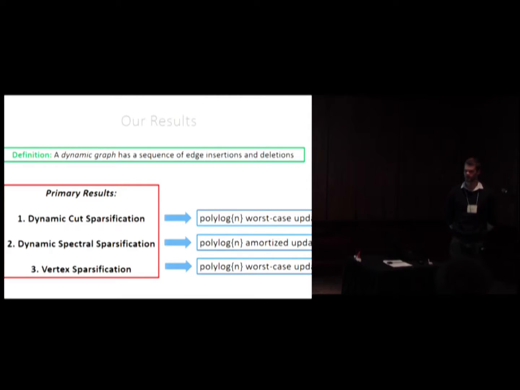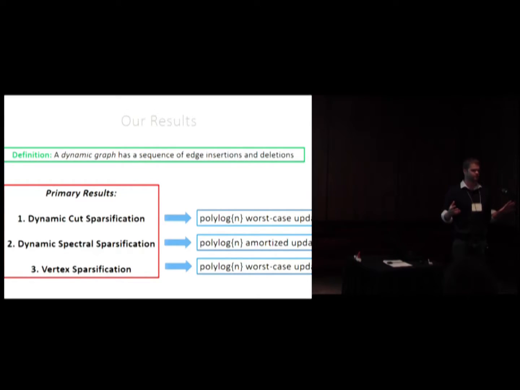Okay, gotcha. So we're just going to consider a dynamic graph where we take a graph, we add edges, delete edges. For the purposes of this talk, assume that the graph is unweighted, but we do extend our primary results to weighted graphs. So our primary three results are we're going to have a dynamic cut sparsifier, a dynamic spectral sparsifier, and we're going to have a vertex sparsification routine, which we can also extend dynamically.